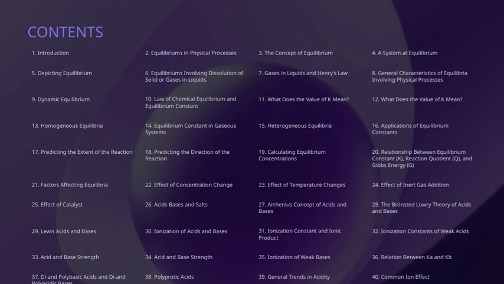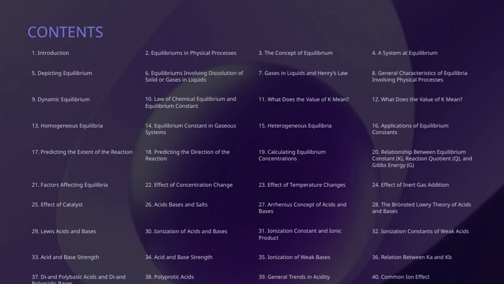Next, we look into the general law of chemical equilibrium, which relates the concentrations of reactants and products at equilibrium to this constant. It's a key tool for predicting the behavior of reactions. We then delve into the specifics of physical processes, such as solubility and phase changes, and how they reach equilibrium. Understanding these helps explain phenomena like dissolving solids or gases in liquids. In addition, we examine how to predict the extent of a reaction, whether it goes nearly to completion or stops early, based on the equilibrium constant.